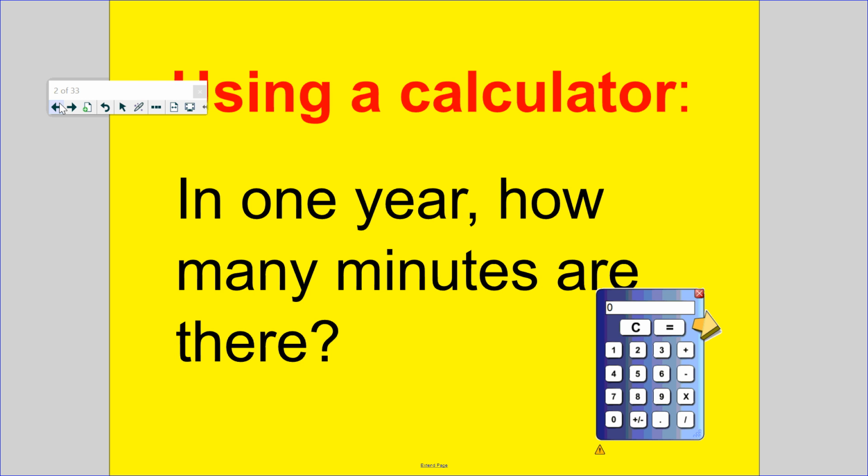I'm not going to sing it, but how did they come up with that? Well, first of all, there's 60 minutes in an hour. How many hours are there in a day? 24. So I multiply by 24. So every day there are 1,440 minutes. But how many days are there in a year? 365. And that's where you get 525,600.